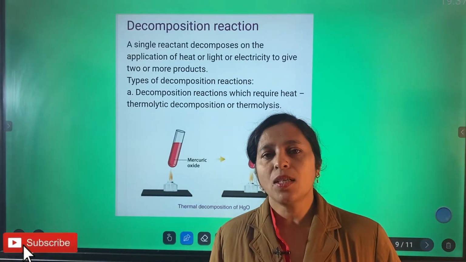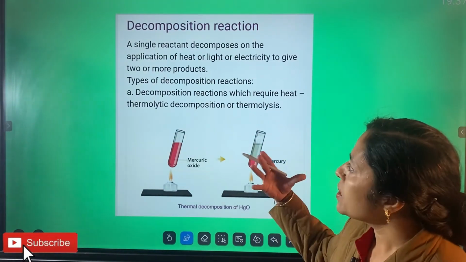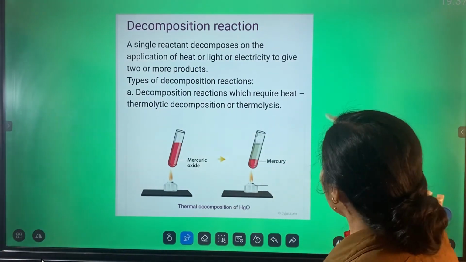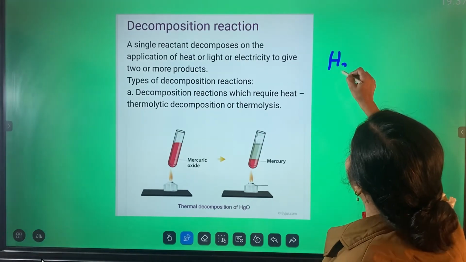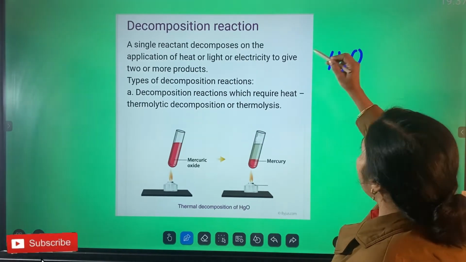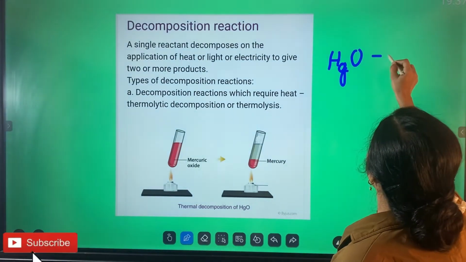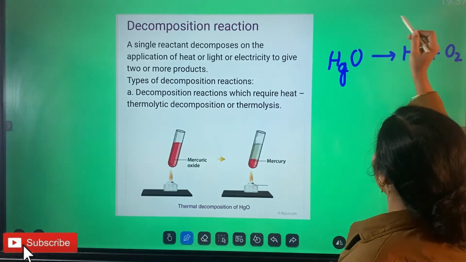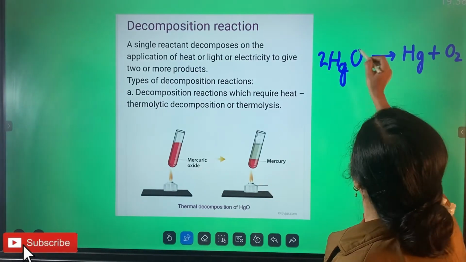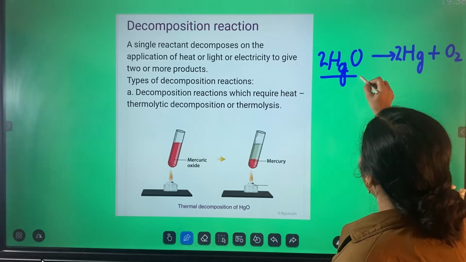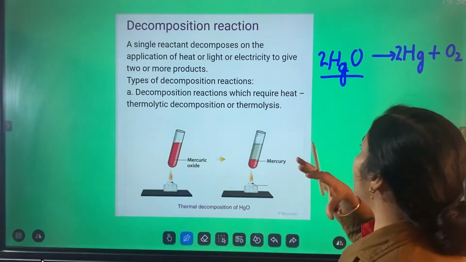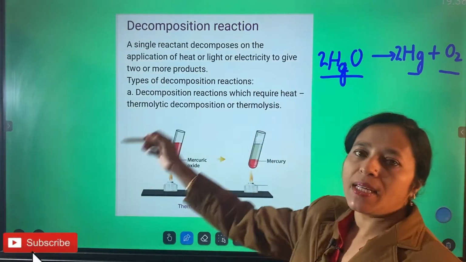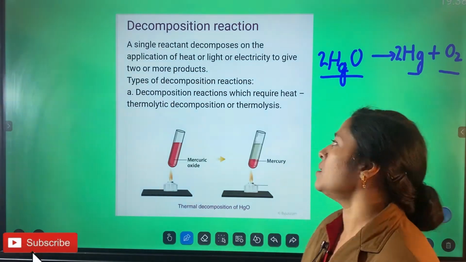Decomposition reaction. Decomposition means breaking. जब भी कोई substance break होता है, then it is a decomposition. For example, as I have shown you in the slide, this is mercury oxide. So when it breaks up, it will form mercury plus oxygen. Hg is the symbol for mercury. So you can see mercury oxide is a single reactant. It has decomposed, it has broken up into mercury and oxygen. So such a type of reaction is a decomposition reaction.